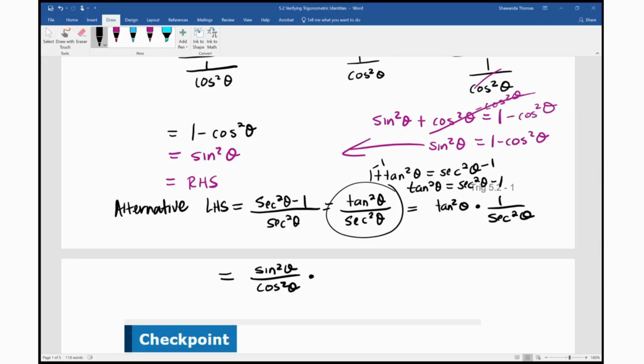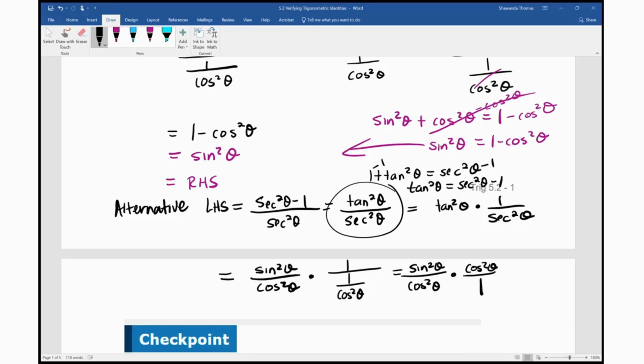And what do we know secant squared theta is equivalent to? What about secant theta? What is secant theta equivalent to? 1 over cosine. So if it's secant squared theta, then we have to put cosine squared theta, right? So that's sine squared theta over cosine squared theta, and that's going to flip to cosine squared theta over 1.